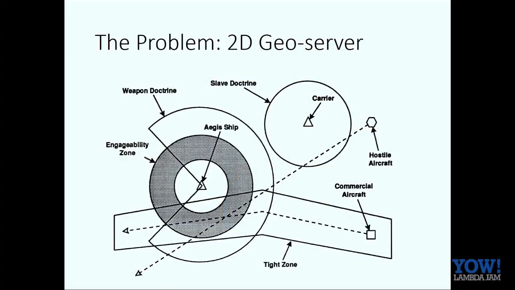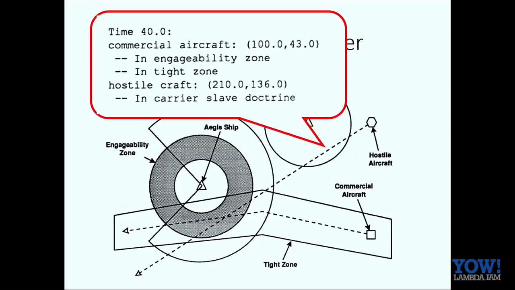And DARPA being DARPA, the prototype was what they call a two-dimensional geometry server. And it was a question of reading in data about the positions of various objects and their trajectories and constructing regions with funny names like slave doctrine and weapon doctrine and engageability zone. And then there would be objects in here like a hostile aircraft and a commercial aircraft. And the prototype was supposed to spit out some text that would say, you know, the commercial aircraft is at this point, it's in the engageability zone, it's in the tight zone, and the hostile craft is in the carrier-slave doctrine. I don't know if that's good or bad, but it didn't matter.